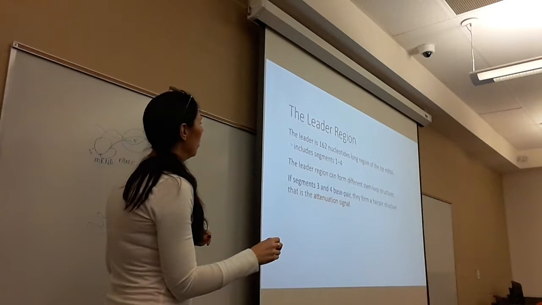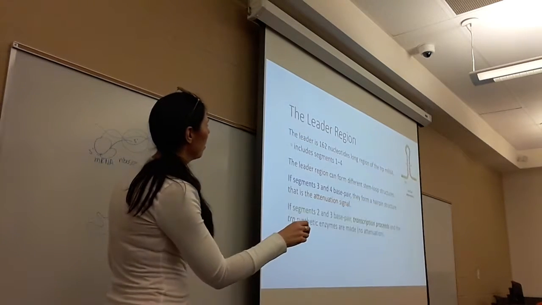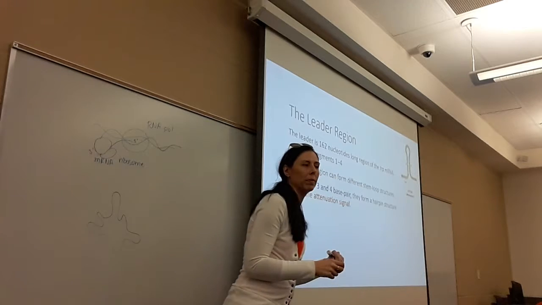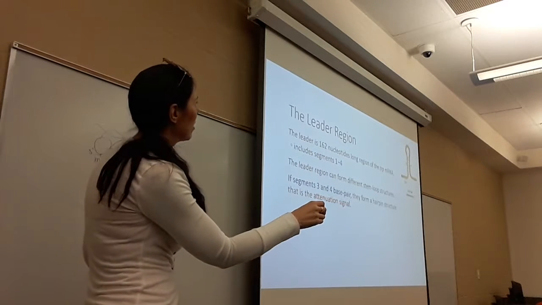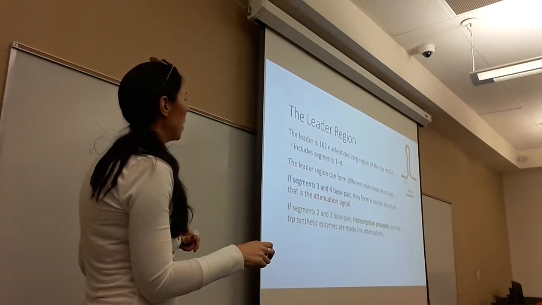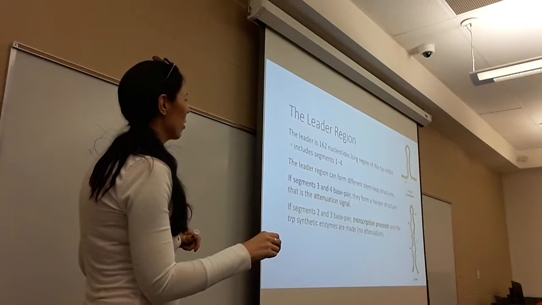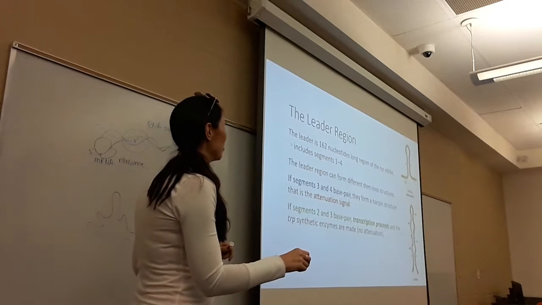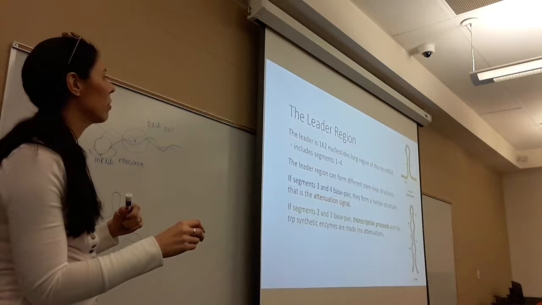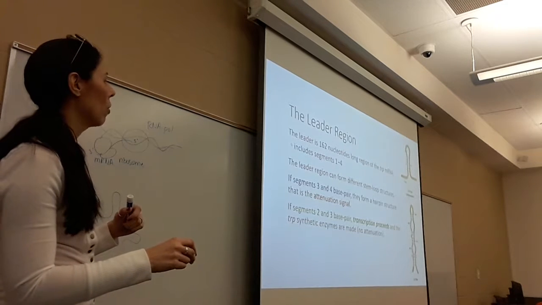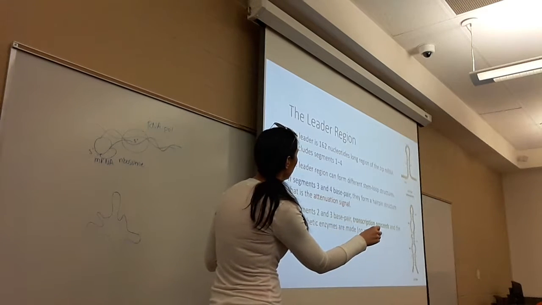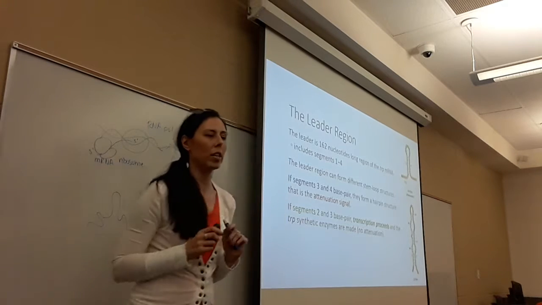If segments 3 and 4 base pair, they form this lovely hairpin structure like this, which we call the attenuator. So the attenuator is actually this structure of the messenger RNA. If segments 2 and 3 base pair, it makes this other structure, and there is no attenuation. So that leader region can form 2 different structures, either the 3-4 stem loop or the 2-3 loop. We call the 3-4 the attenuator. We call the 2-3 non-attenuator.